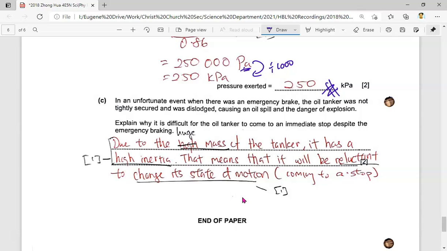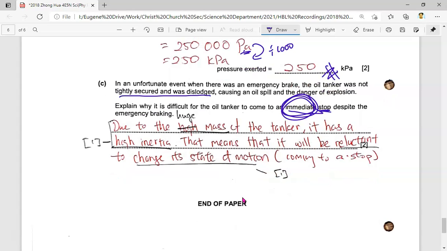And lastly, part C here, explanation question. In an unfortunate event, there was emergency brake. The oil tanker was not tightly secured and was dislodged, causing an oil spill and dangers of explosion. Now, the question says, why is it difficult for the oil tanker to come to an immediate stop, despite the emergency braking? So what we are looking at here is, why is it difficult to stop?